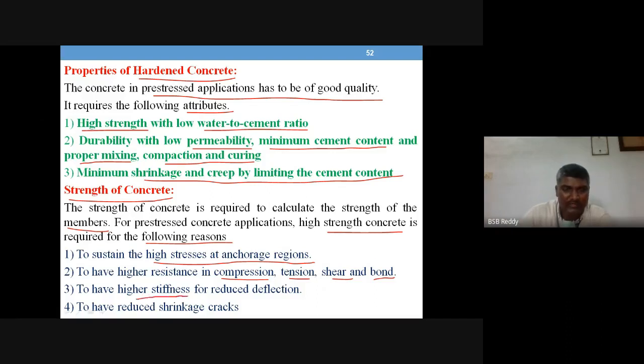To have higher stiffness for reduced deflection. If fck is high, stiffness will be high, so the deflection will come down. And to have reduced shrinkage cracks. So these are the reasons why you need high strength concrete. These are the following reasons for having high strength concrete.